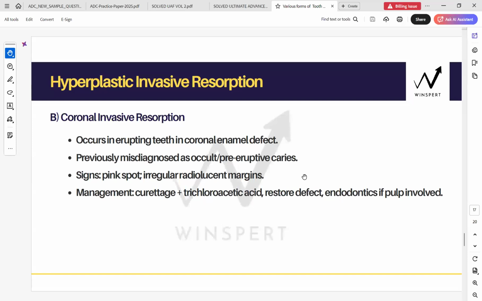And the defect will be filled by your MTA. Yes, the defect will be filled by MTA. Whether intracanal or extracanal, it will be filled by your MTA.